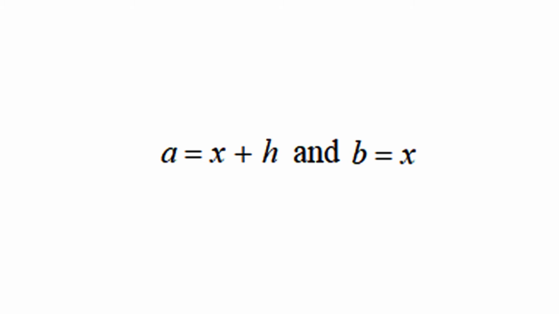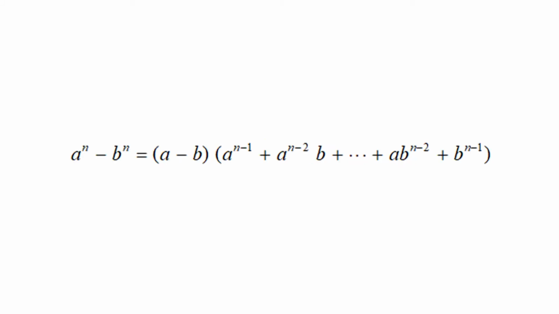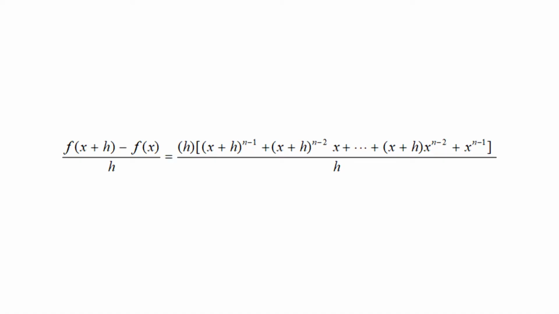Since n is a positive integer, taking a equal to x plus h and b equal to x, a power n minus b power n equal to a minus b into a power n minus 1 plus a power n minus 2 into b plus etc. plus a b power n minus 2 plus b power n minus 1. This helps us to simplify the above, and we obtain f of x plus h minus f of x upon h equal to h times x plus h to the power n minus 1 plus x plus h to the power n minus 2 into x plus etc.